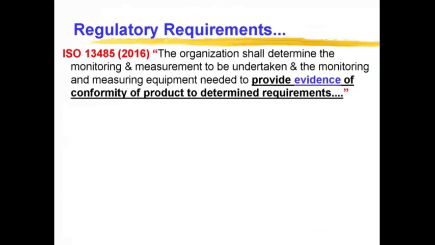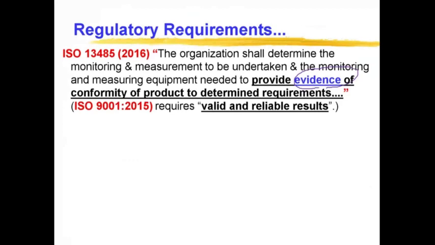So, a little regulatory requirements. ISO 13485 talks about how you, as a manufacturer and designer, should be providing evidence of conformity to requirements. That doesn't mean necessarily that you just use calibrated equipment. Is that equipment calibrated adequately? Is it the right piece of equipment? Only if it's calibrated adequately and the right piece of equipment is it actually evidence of conformity.